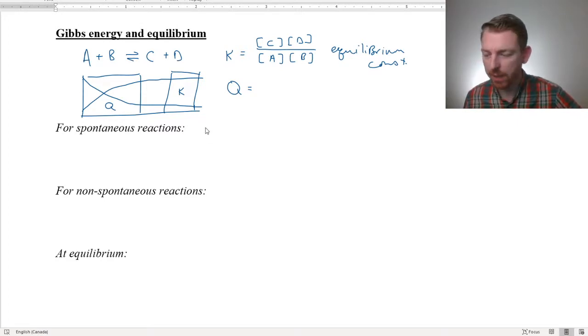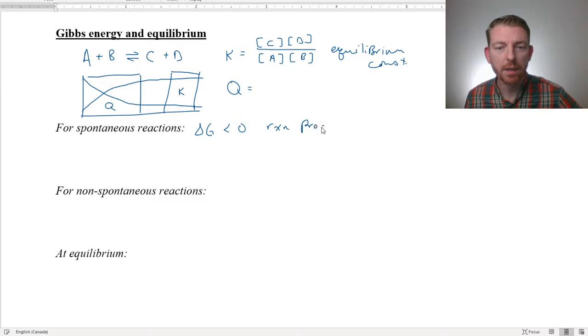For spontaneous reactions, we already know that the change in Gibbs energy is going to be less than zero. So a negative Gibbs energy means that it's a spontaneous reaction, which also means that the reaction is going to proceed forward, as written. So for A and B going to C and D, it will continue in the direction as it's written.